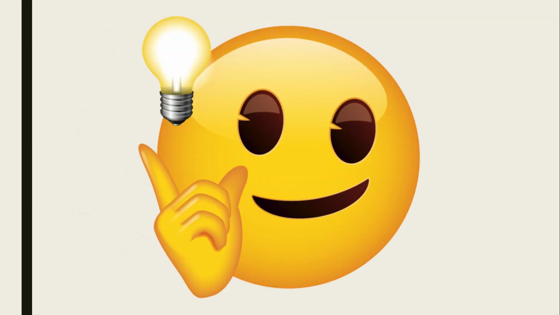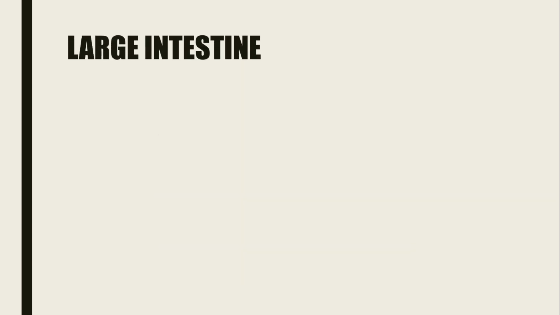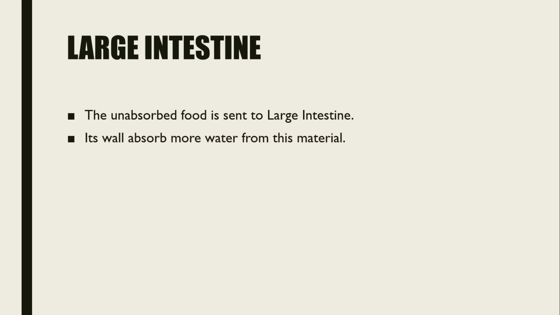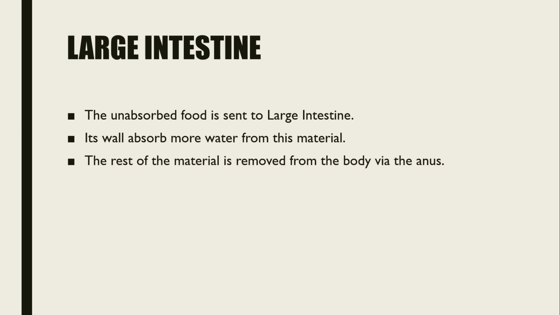And then what's left out? It's the unabsorbed food. Now let's see what happens to the unabsorbed food. The unabsorbed food is sent to the large intestine, and the walls of the large intestine absorb more water from this material, and the rest of the material is removed from the body via the anus.